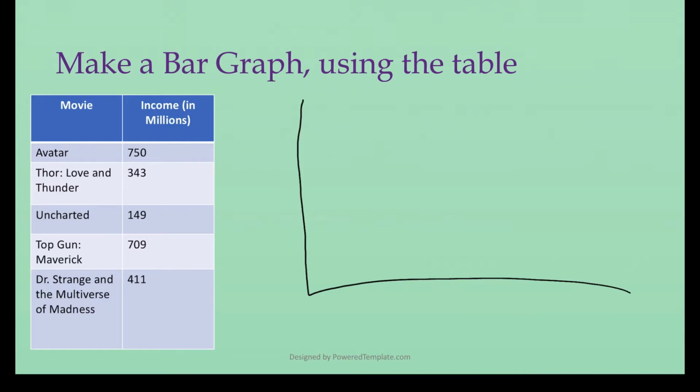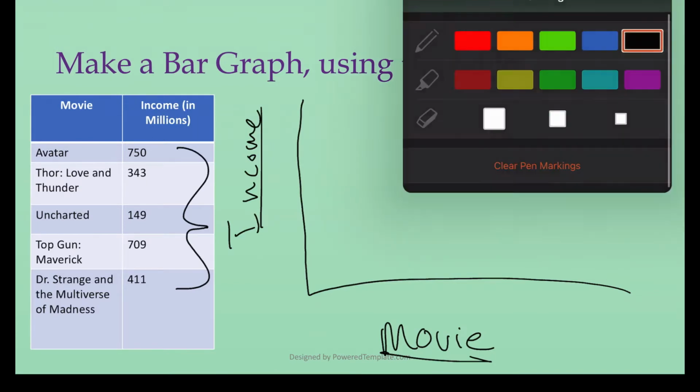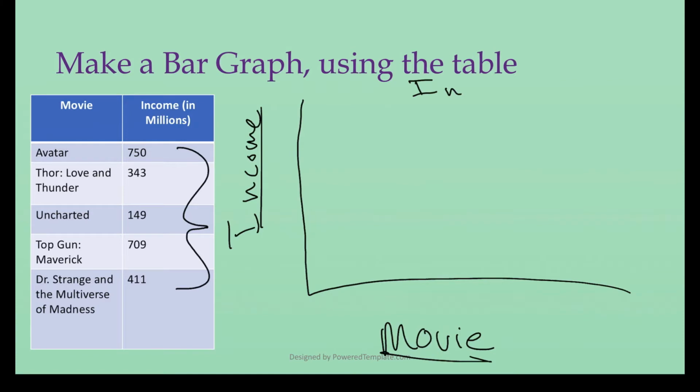So down here on the bottom, you want to put the movie that you are naming, and off here to the side, you want the income. So you can see that here we're comparing the different amounts, or how much each one made. Now the entire title, usually you want a title such as income. Oh my gosh, I butchered that. Income of movies.